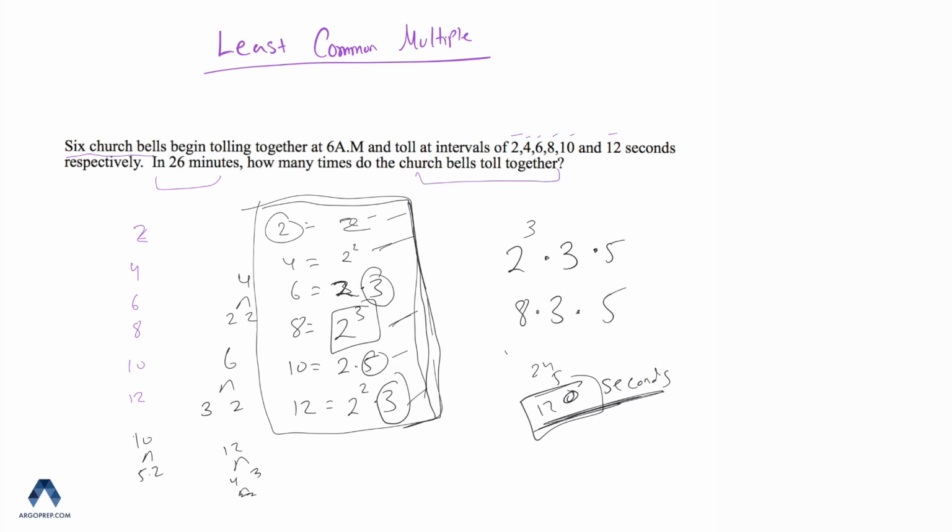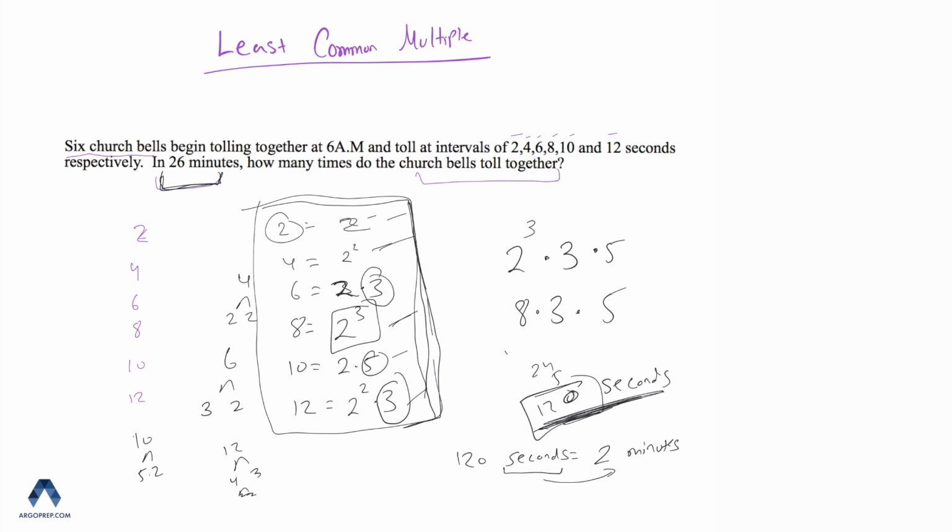Okay, great. So we're actually halfway done with the problem now. 120 seconds is actually equal to 2 minutes, right? 60 seconds is 1 minute, 120 seconds is 2 minutes. Why am I saying that? Well, the question is asking for 26 minutes, so you have to also be careful of your units. It has to be the same. Here I have seconds. Please convert that into minutes. So in 26 minutes, how many times do the church bells toll together?